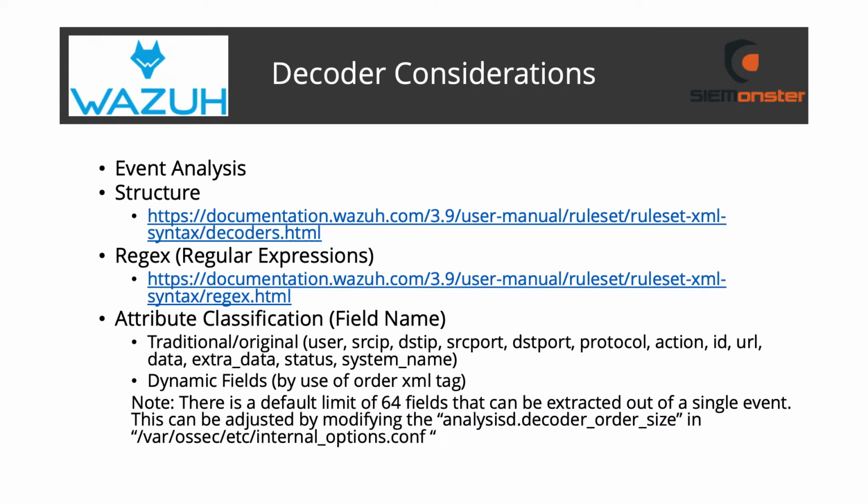When it comes to decoder considerations, the important thing to look at is event analysis. So if you are ingesting a new type of log that you haven't ingested before, or there are no decoders or rules for it, it is important to look at the data to see what is valuable and what is not valuable. This is the primary driving force behind creating new decoders, rules, etc. It doesn't help spending hours or even days on creating decoders for events that provide no benefit.